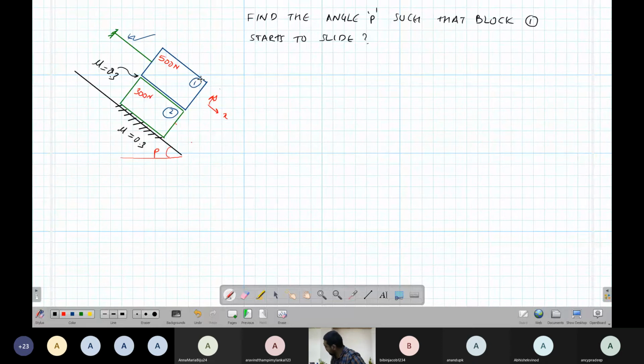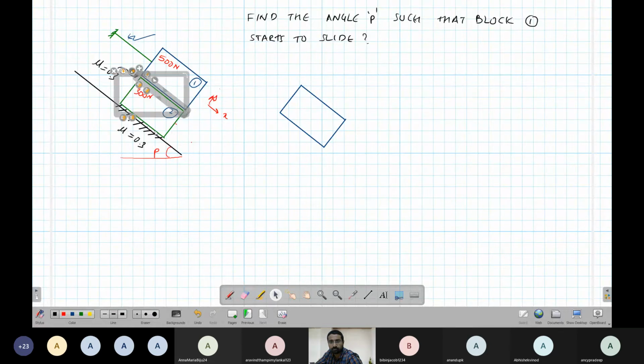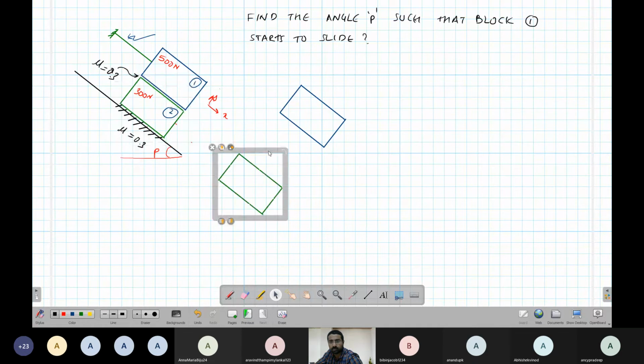Okay, so what we will do, I don't think we can complete this problem. Before that, we will draw the free body diagram and then we can stop. So we'll draw the free body diagram. Let's take this. This is one body. This is another body.